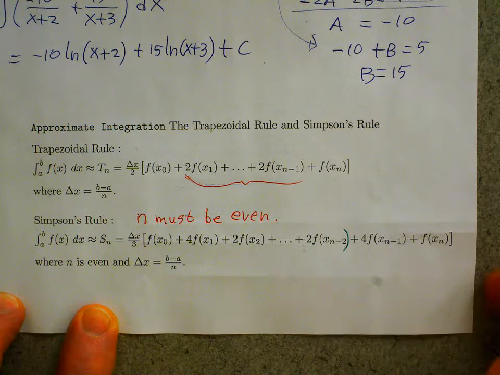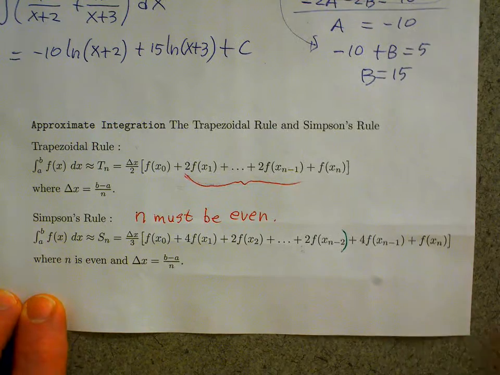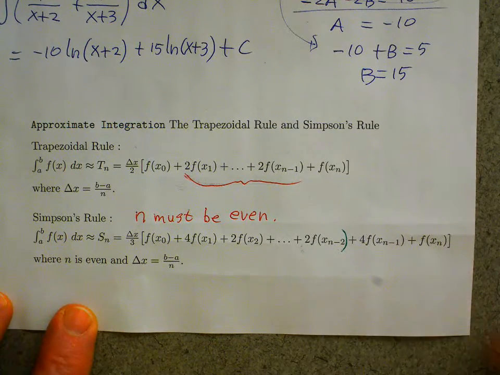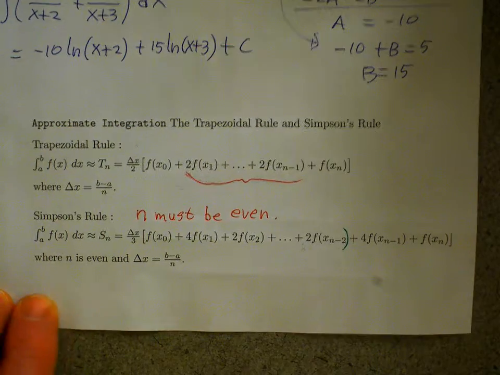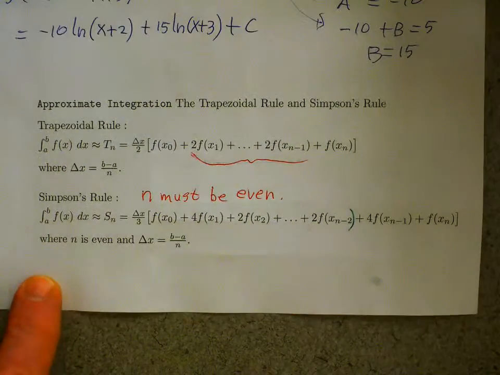Okay, the trapezoidal rule and Simpson's rule are pretty easy to memorize, but you are allowed 2 sides of a page of notes for the final. So if you can't remember it, make sure that you write that down.